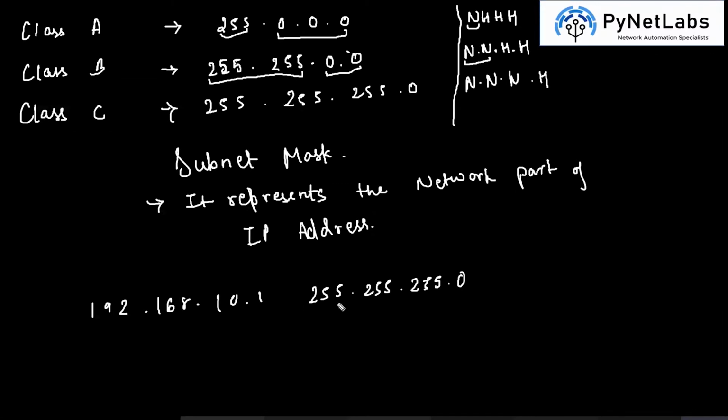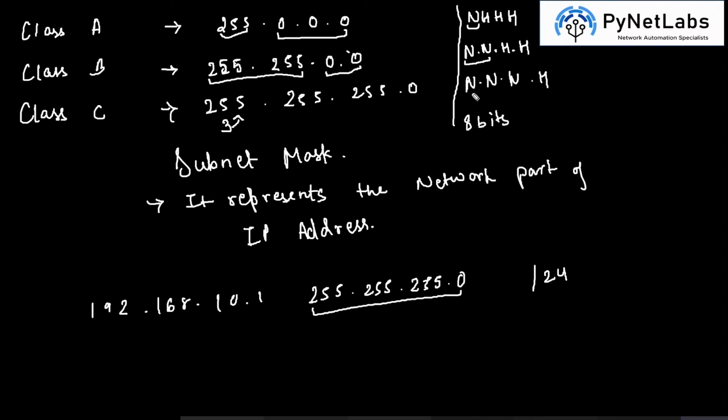And to avoid writing this whole thing, we use something known as /24. Now, what is this /24? This /24 represents the network bits in the IP address. If you look closely at this, there are 3 octets representing the network part of a class C IP address, and 1 octet is of 8 bits.